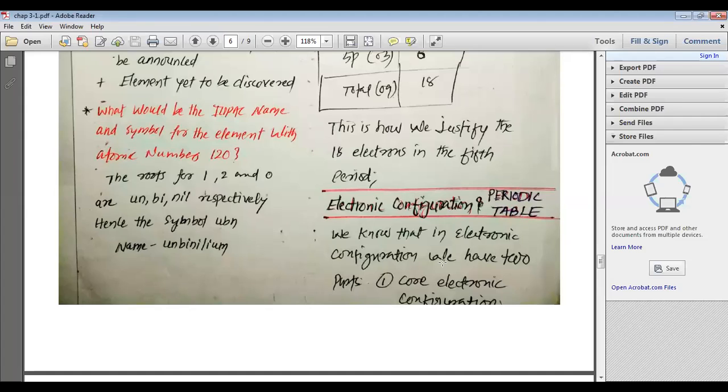So yesterday we studied the relation between the electronic configuration and the periodic table.